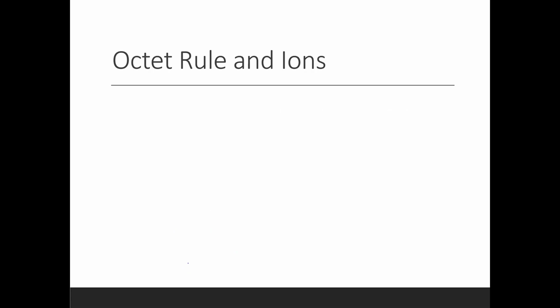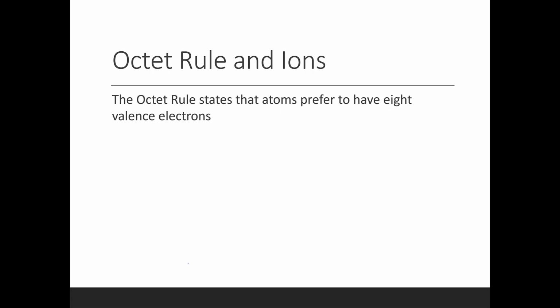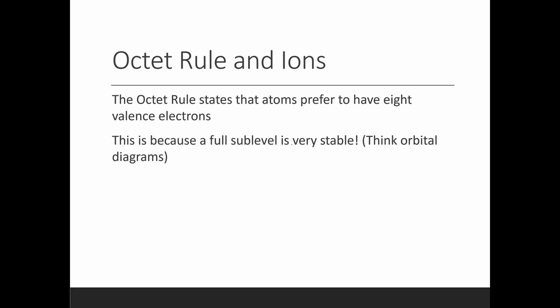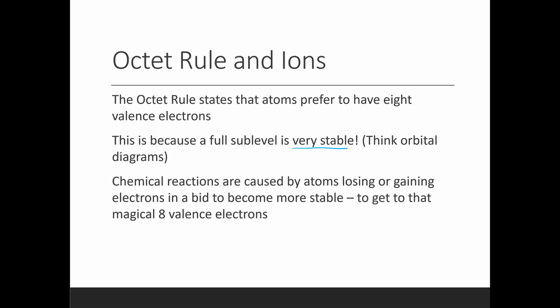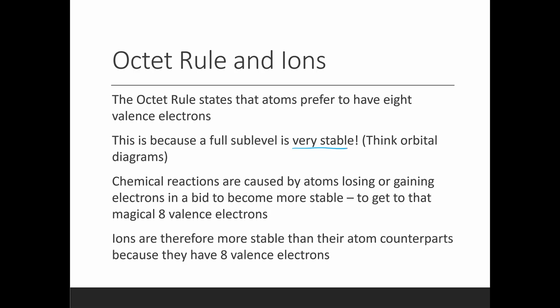Moving on from that dot diagram, we have something called the octet rule. Now, the octet rule states that atoms prefer to have 8 valence electrons. And as I talked about before, that's because that full sublevel is very stable. So when we have that full electron configuration, that full orbital filling diagram, it's just more stable. So chemical reactions actually occur because atoms are trying to lose or gain electrons to become stable. They want to get to that magical 8 valence electrons. Ions are actually more stable than their atom counterparts because ions will always have 8 valence electrons. Any atom will always lose or gain just enough electrons to get to 8.